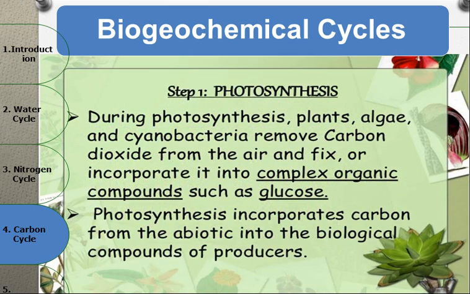Among those steps are different factors. First, photosynthesis. In the process of photosynthesis, plants, algae and cyanobacteria remove carbon dioxide from the air and fix or incorporate it into complex organic compounds such as glucose. Photosynthesis is the process that incorporates carbon from the abiotic environment into biological compounds, and this incorporation then leads to the flow of carbon within the food chain.